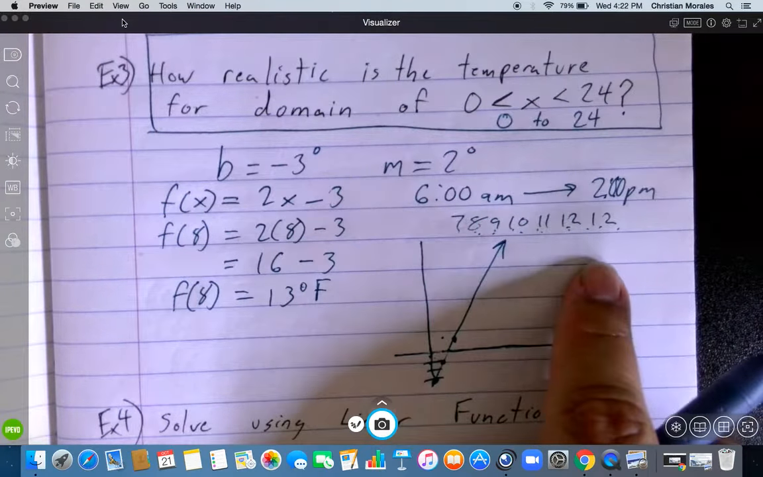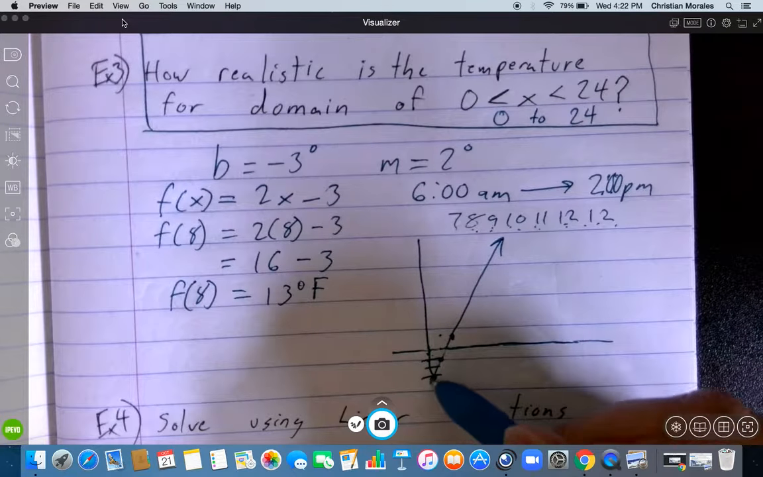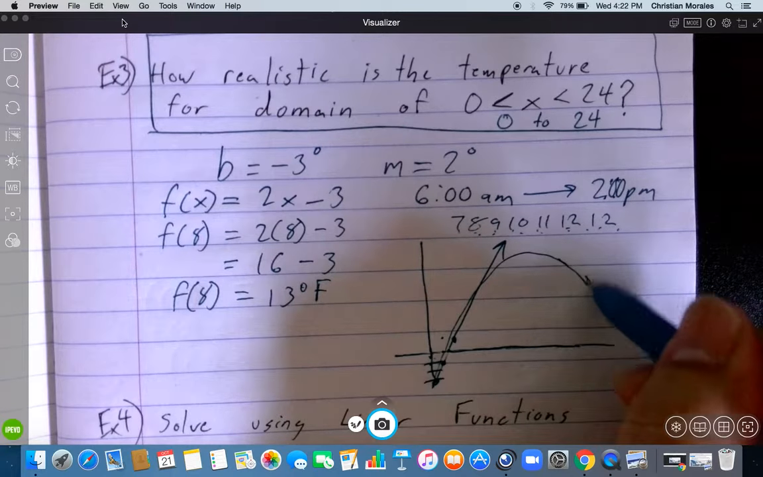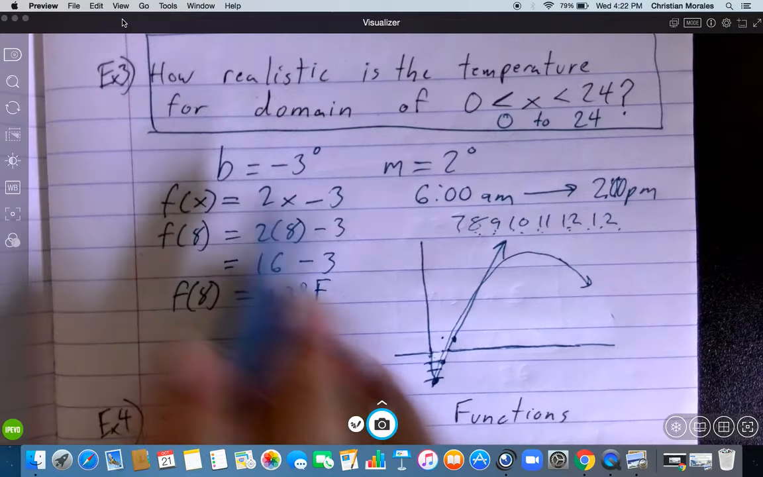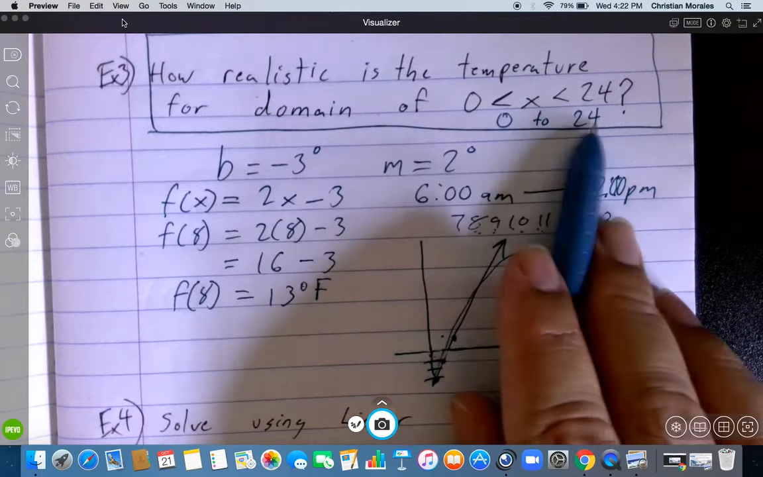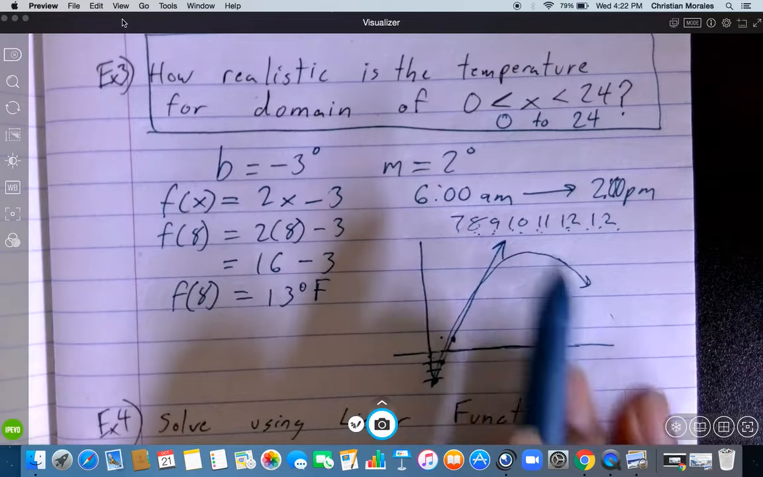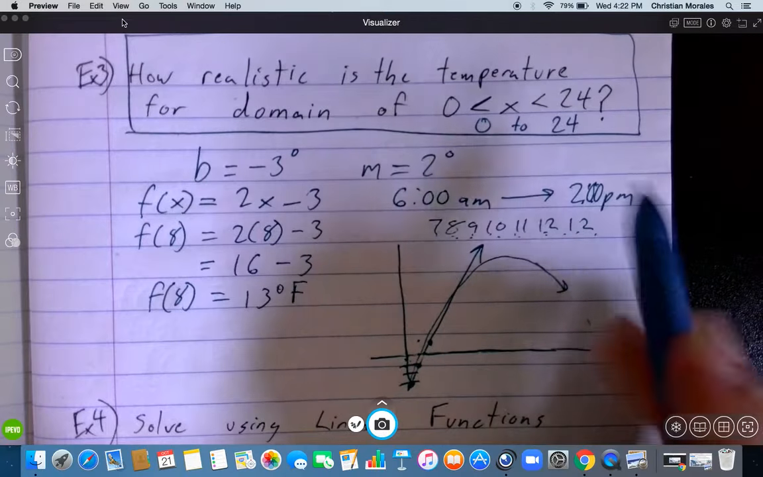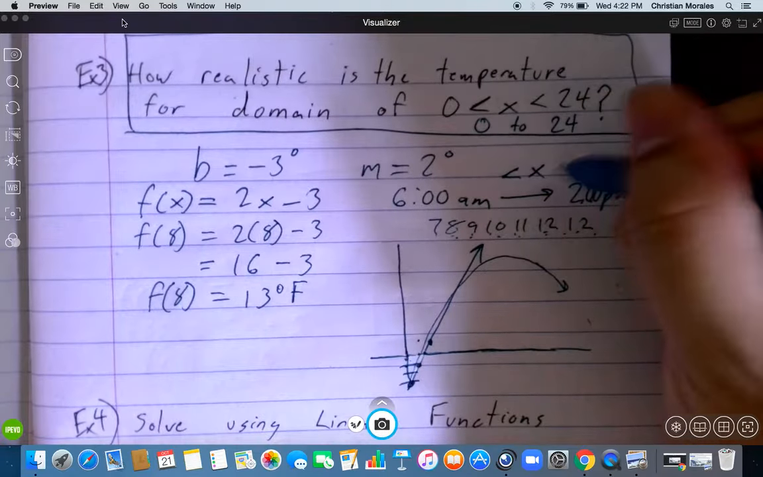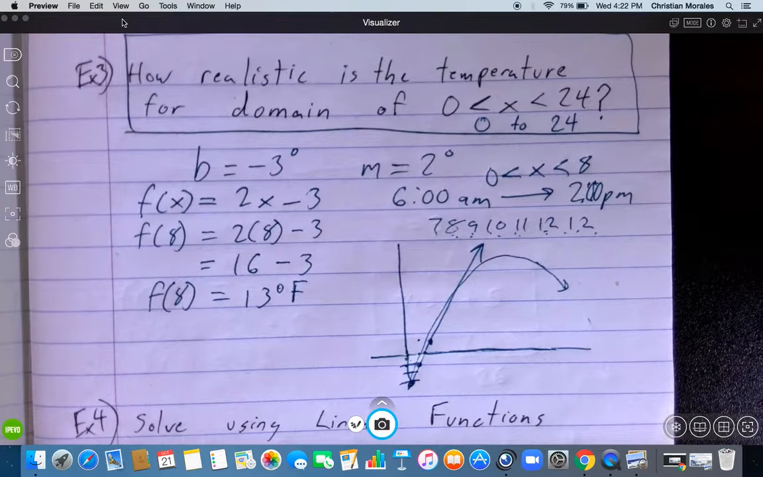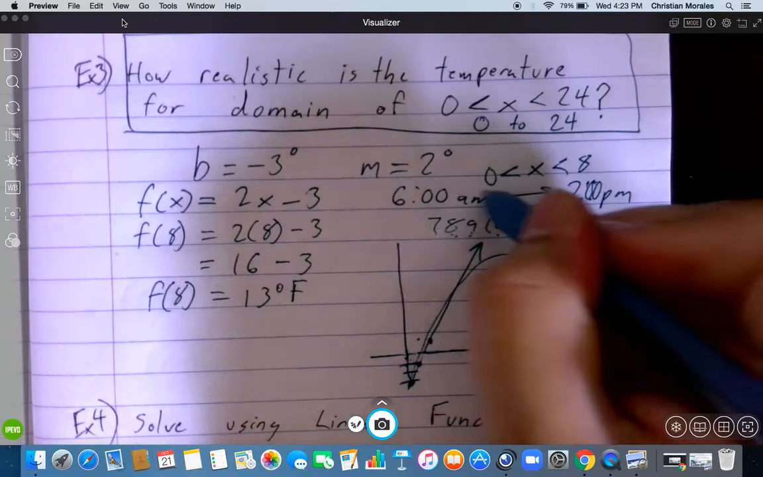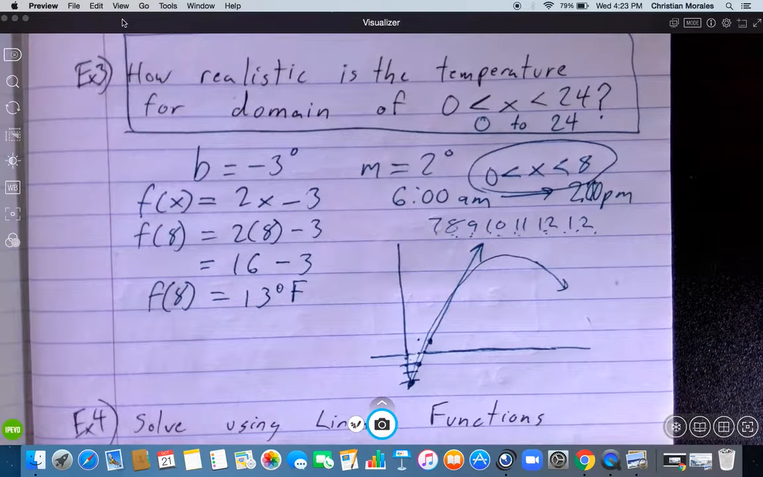But guys, in the real world, temperatures don't do that. Temperatures go like this. It gets warmer and then it gets colder because the sun is setting. So this is not realistic for a domain of 0 to 24, but we only needed it from 6 to 2. So the domain for x is only from 0 to 8 hours. We only used it for 8 hours. And the sun is still up at that time for these 8 hours. So that's fine. But if I wanted to know what the temperature was at midnight, I probably wouldn't use this formula. Okay? So not very realistic.